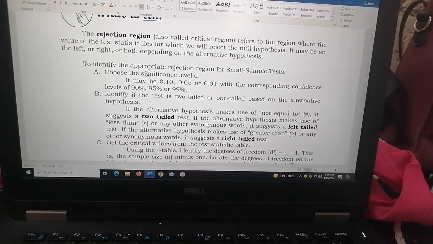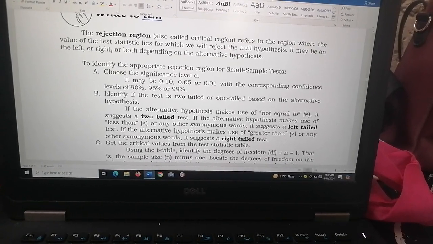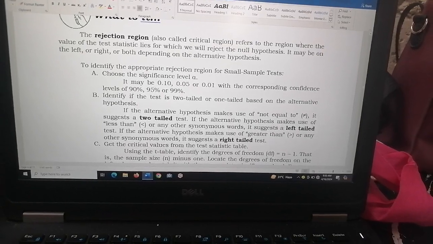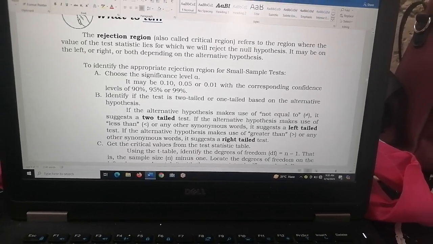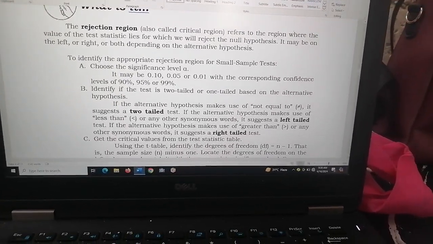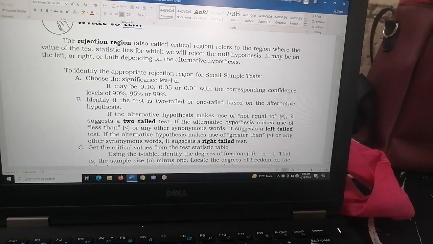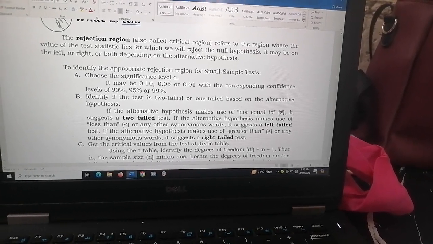So, if your confidence level is 90%, therefore your significance level is 0.10. If 95%, it is 0.05. Then if your confidence level is 99%, that is 0.01. We already keep going back to this. Then B, identify if the test is two-tailed or one-tailed based on the alternative hypothesis.